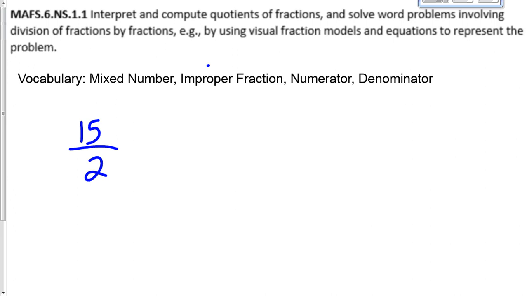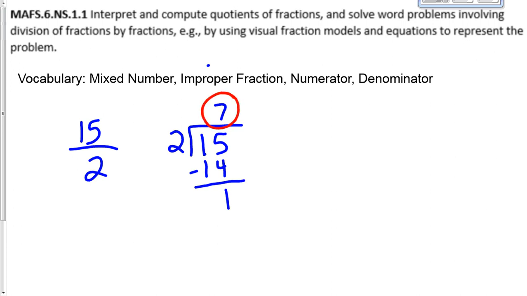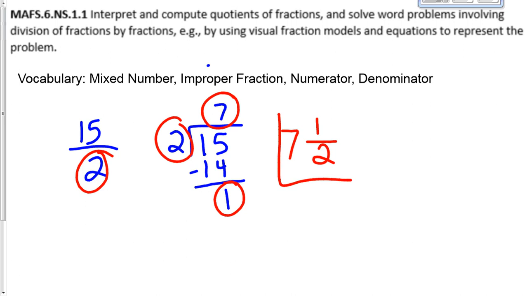Basically, a fraction is a division problem. This is read as 15 divided by 2. So you're going to have 2 on the outside, 15 on the inside. 2 goes into 15 7 times. 2 times 7 is 14, and you have 1 remainder. This means your whole number is 7, your numerator is 1, and your denominator stays the same, or is 2. So that'd be 7 1/2.